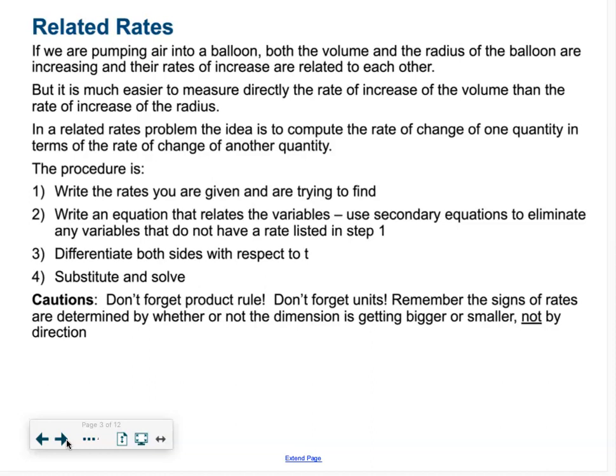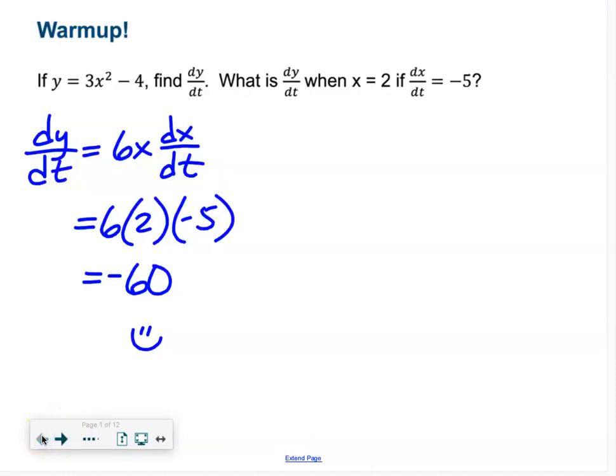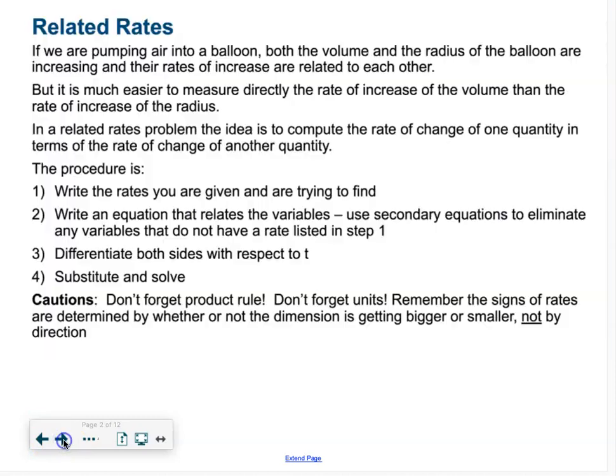And you actually have already done one of these in your warm-up. Y was related to X. This is called a relation when you have an equation. So the rate of change of Y was related to the rate of change of X, right? They're not equal, but they're related to each other. So if I know the rate of change of X, I can compute the rate of change of Y. Okay. All of the rates today are going to be with respect to time, just so you know.